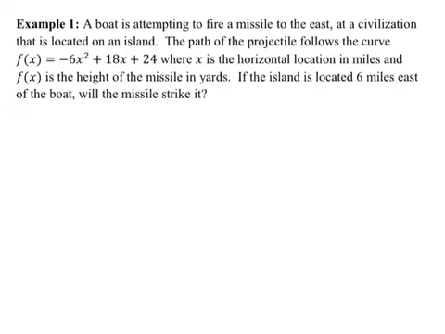First example. A boat is attempting to fire a missile to the east at a civilization that is located on an island. The path of the projectile follows the following curve. f of x equals -6x squared plus 18x plus 24, where x is the horizontal location in miles, and f of x is the height of the missile in yards. Two different units. Notice that right away. Yards and miles. If the island is located 6 miles east of the boat, will the missile strike it?